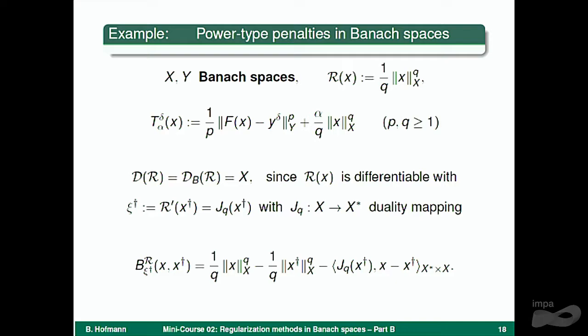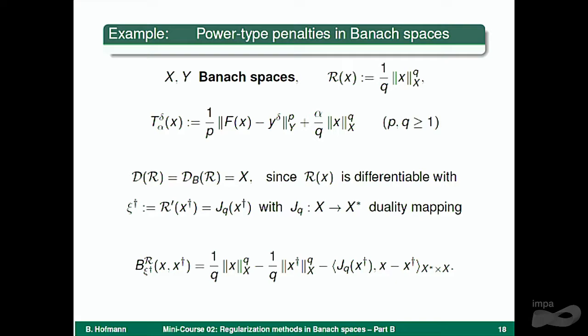The functional to be minimized has this misfit term with some power p, for example, also in LP spaces, and this with q, for example, the y in LP spaces, the x in LQ spaces, both greater than or equal to 1. 1 is always a problem in some points. And you have the situation very clear. And now these so-called duality mappings come into play.